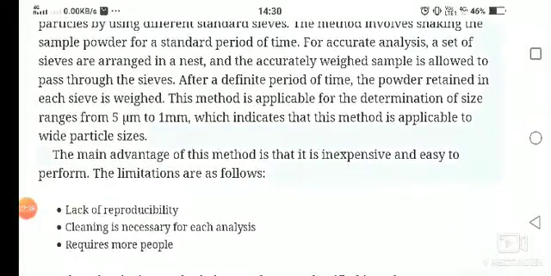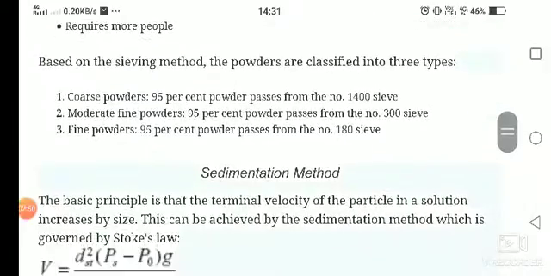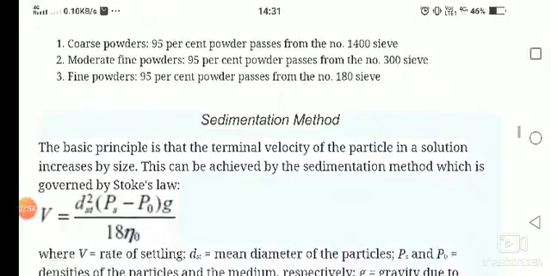The main advantage of this method is that it is inexpensive and easy to perform. The limitations are as follows: lack of reproducibility, cleaning is necessary for each analysis, and it requires more space. Based on the sieving method, the powders are classified into three types, that is coarse powder, moderately fine powder and fine powder.